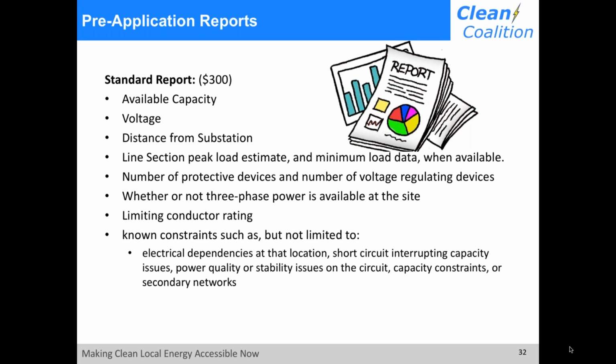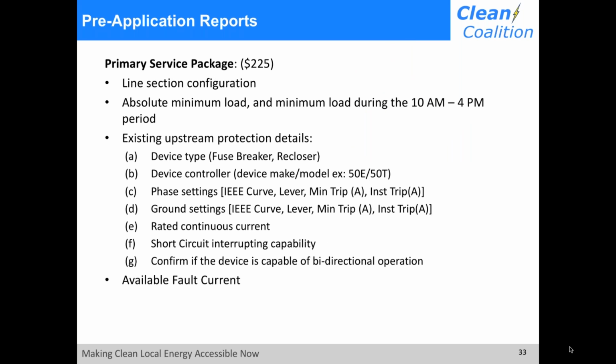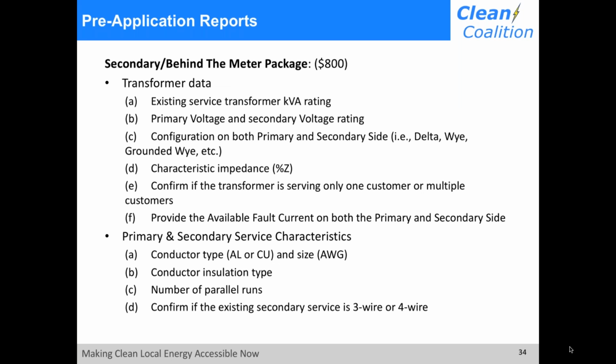Major California utilities provide 3 report options. The standard report has information readily available to the utility, including any known issues. The primary service report offers details about the protection devices and the fault current. And the third option provides specific data regarding the transformer and secondary service that may be required, that may also require the utility to make a site visit. If you've ever planned a project, you understand how useful this information is.